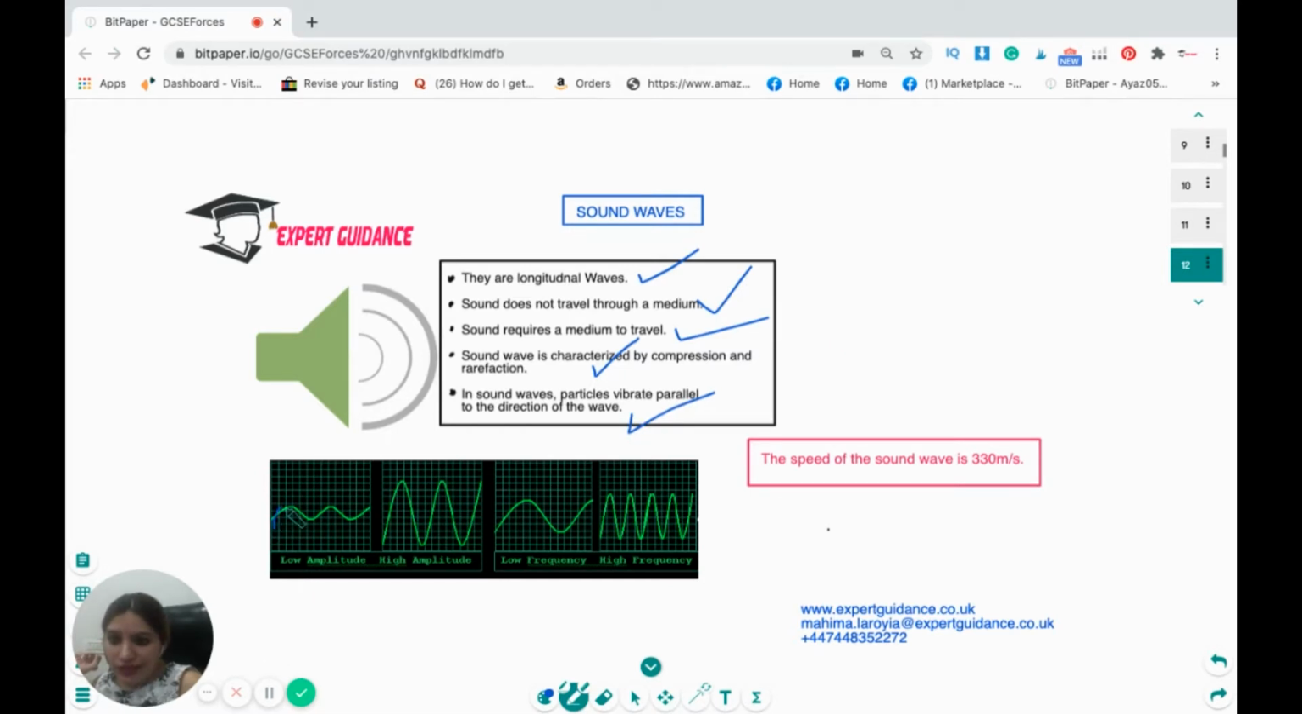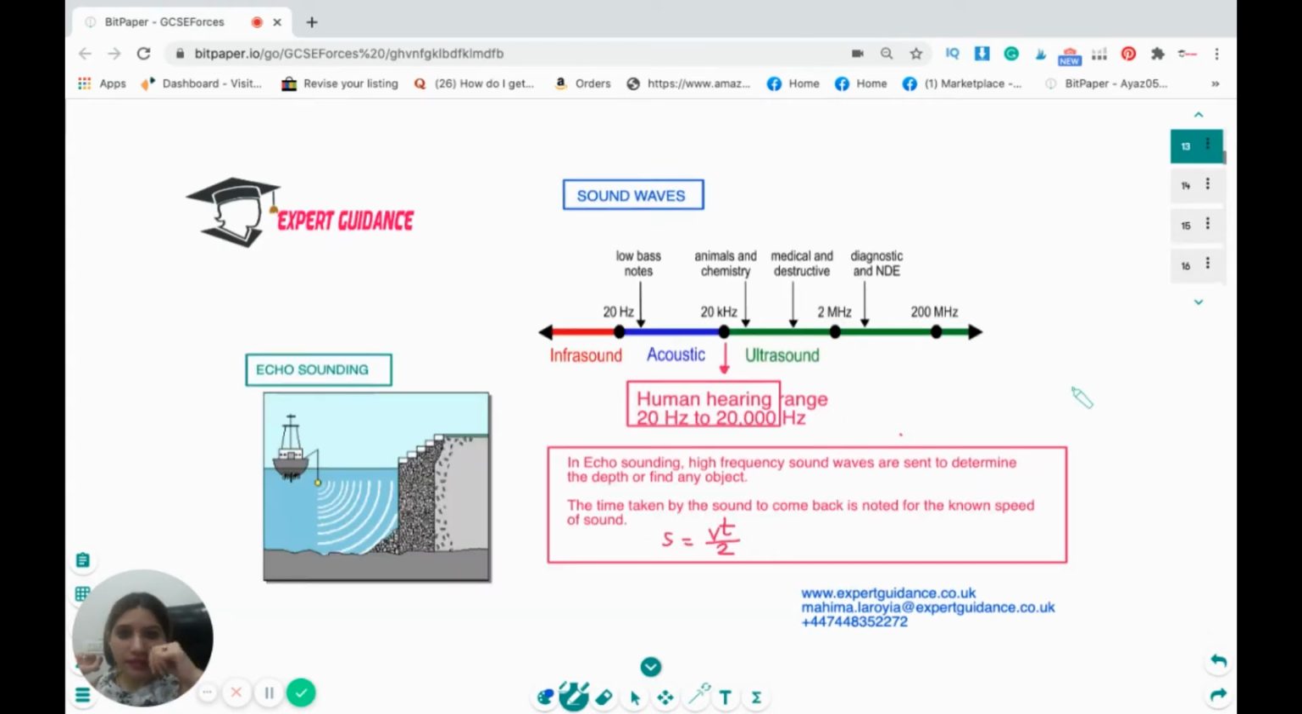Now, if you see, this is a low amplitude. This is a high amplitude. This one, the waves are very few, so this is a low frequency wave, and this is a high frequency wave. And the speed of the sound wave is 330 meters per second. Right? Now, sound waves can have any frequency, but there is a human hearing range, which is from 20 hertz to 20,000 hertz. That's the human hearing range.